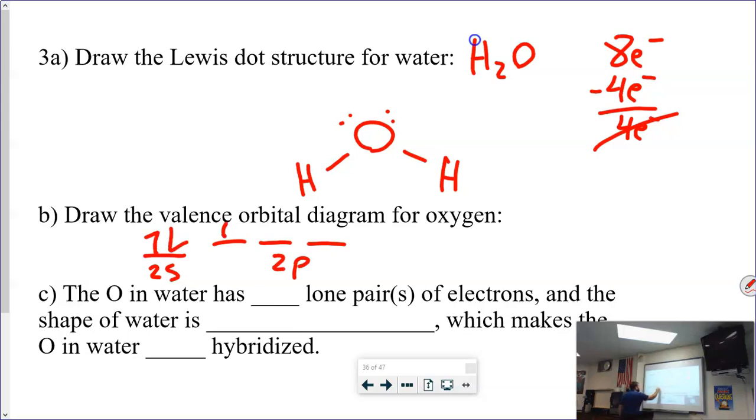looks like this. Okay, 6 valence electrons. The oxygen in the water has blank lone pairs of electrons. It has 2, right? 1, 2. And the shape of the water is bent, which makes the oxygen in water blank hybridized. Well, what's the coordination number? How many things are we separating in three-dimensional space? We have 2 atoms, 2 lone pairs. That's a coordination number of 4. When the coordination number is 4, the hybridization is sp3.